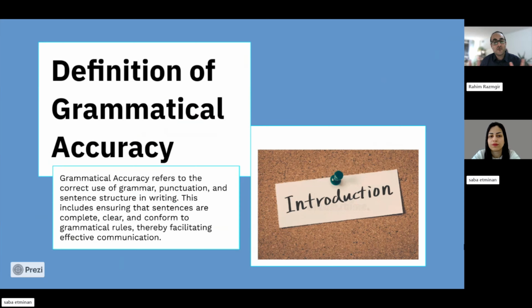But now that you have some range in your grammar, it's important to have accuracy. So what is accuracy? Accuracy refers to the correct use of grammar, punctuation and sentence structure in writing. This includes ensuring that sentences are complete, clear, and conform to grammatical rules, thereby facilitating effective communication. Everything is correct here, in other words, they are error-free.